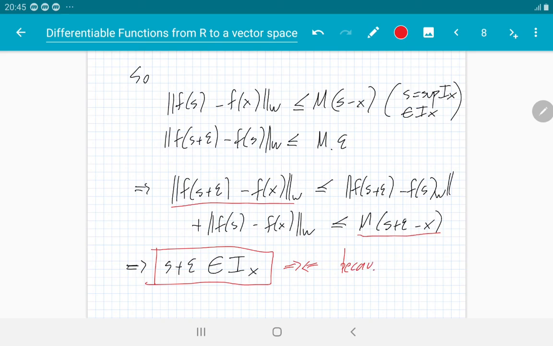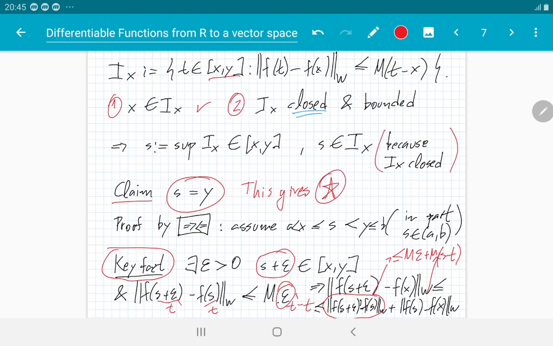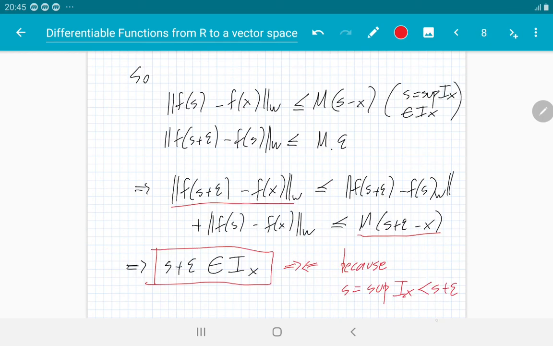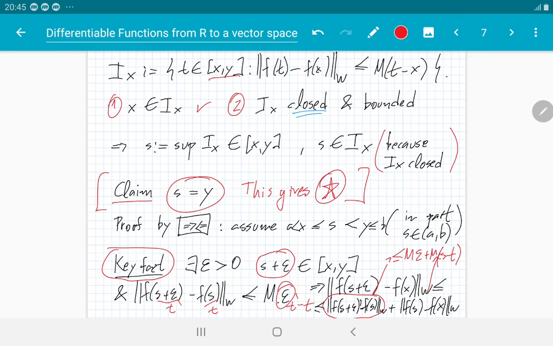because s is the sup of I of x and is strictly smaller than s plus epsilon. The sup has to be larger than or equal to any element of I of x. Therefore, there's something wrong here. What is wrong? We claimed that s was equal to y, and then we assumed the contrary, that s was less than y, and we arrived at a contradiction. Therefore, we have proven our claim.